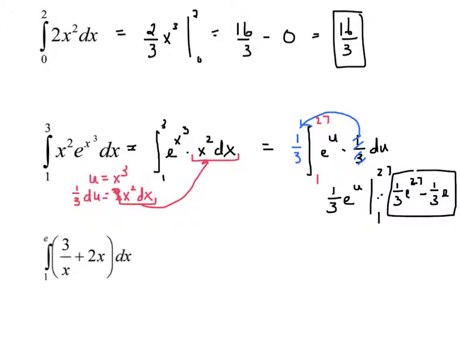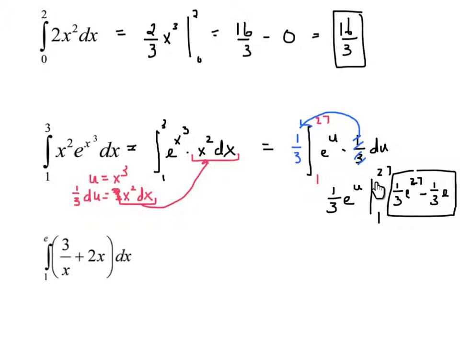Now you could certainly go back to x's and resubstitute in 1/3 e to the x cubed, and then your bounds would go back to being 1 and 3 in terms of x. But I think it's just as easy, if you've rewritten the bounds, to stay with it in terms of u.